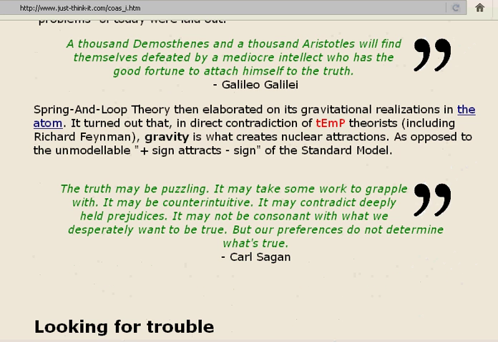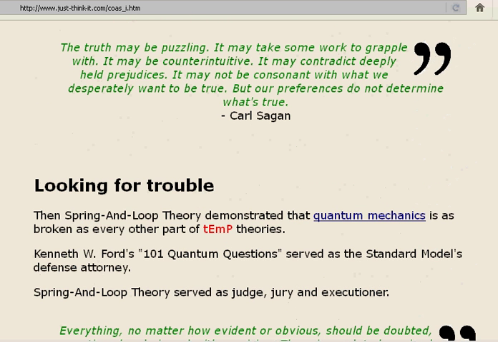The truth may be puzzling. It may take some work to grapple with. It may be counterintuitive. It may contradict deeply held prejudices. It may not be consonant with what we desperately want to be true. But our preferences do not determine what's true. Carl Sagan. Looking for trouble.